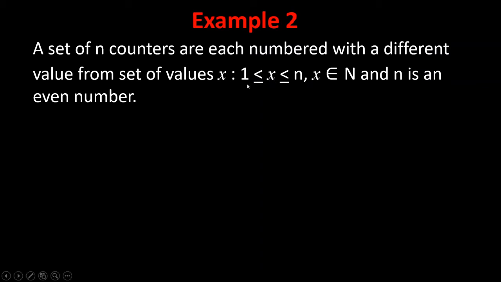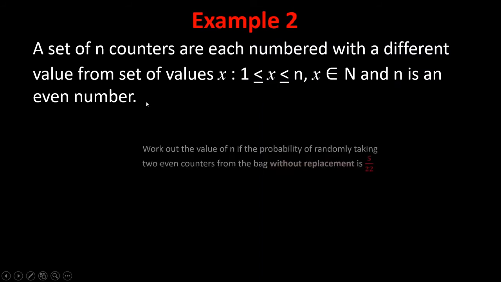Here I'm defining what x is, and again, x has some value. x is greater than or equal to 1, but less than or equal to n. And x is a member of these types of numbers. This capital N represents natural numbers. Those are whole positive numbers. And n is an even number.